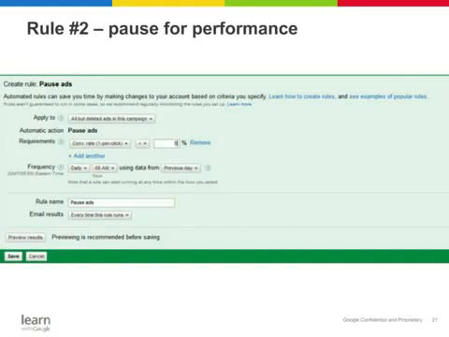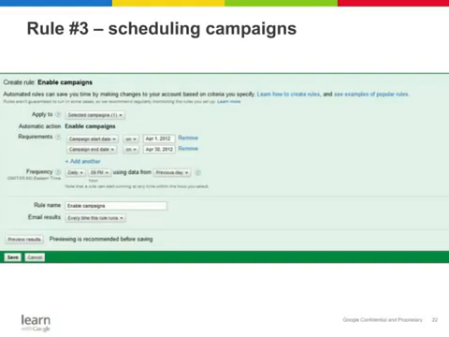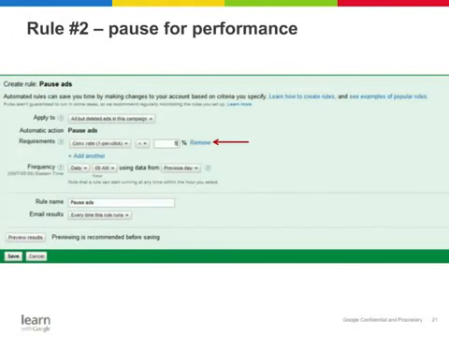Under the frequency section, you can select the time frame automated rules uses to determine the ads that meet this criteria. Keep in mind that you can also use a similar rule if you instead want to manage ads or keywords based on other metrics, such as click-through rate.